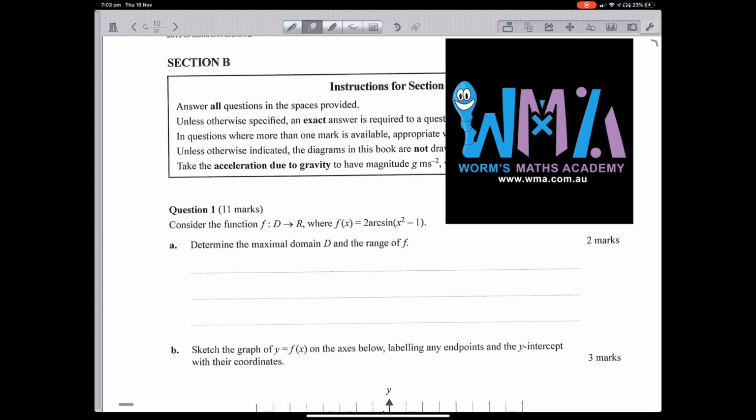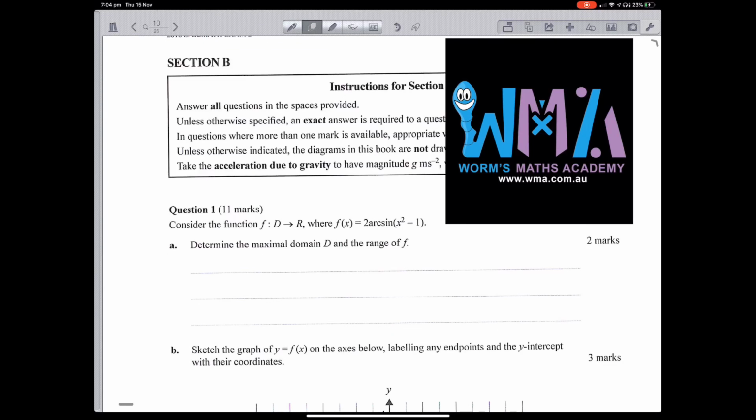Okay, this is the second half of the Year 12, Unit 3 for Specialist Maths Exam 2. I have actually done this first question before because one of my students asked me what on earth it was going on about. So I've got a function d, f of x is 2 arcsine of x squared minus 2.